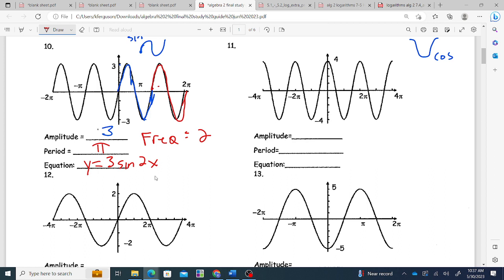The frequency is how many cycles of your graph happen between 0 and 2 pi. Here, I've got a red one and a blue one. That's 2 cycles that happen between 0 and 2 pi, so my frequency is 2. The next one will be 1, because it ends at 2 pi. One cycle ends at 2 pi. Even though the graph is bigger, one cycle happens between 0 and 2 pi.